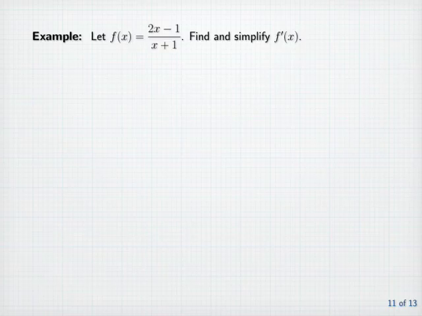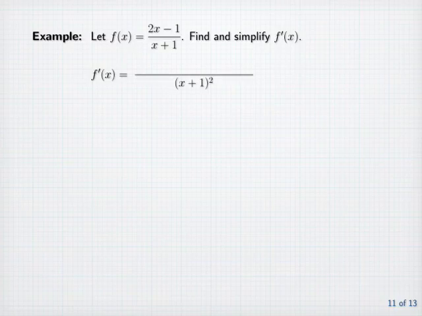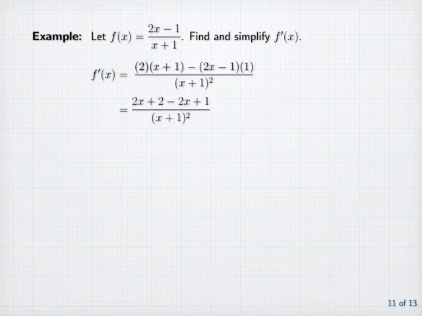Example. Let f of x equal 2x minus 1 divided by x plus 1. Find and simplify f prime of x. We'll use the quotient rule. f prime of x is equal to a fraction whose denominator is the square of the denominator of f, and the top of the fraction is the derivative of 2x minus 1 times x plus 1 minus 2x minus 1 times the derivative of x plus 1, which is just 1. So now we multiply out the factors in the two terms in the numerator and combine terms, and finally end up with 3 divided by x plus 1 squared.